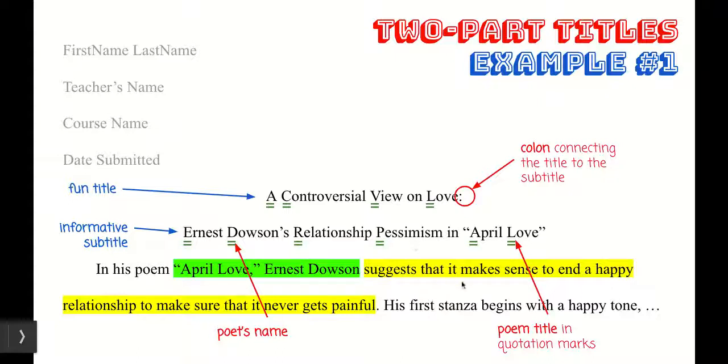And then my topic sentence also got at the main idea of the poem itself, right? Suggests that it makes sense to end a happy relationship to make sure that it never gets painful. So I was looking at that main idea to help come up with this idea of relationship pessimism in the informative subtitle, and also to come up with my hook of a controversial view on love, right? Most people would not end a happy relationship just to make sure that it doesn't get painful.